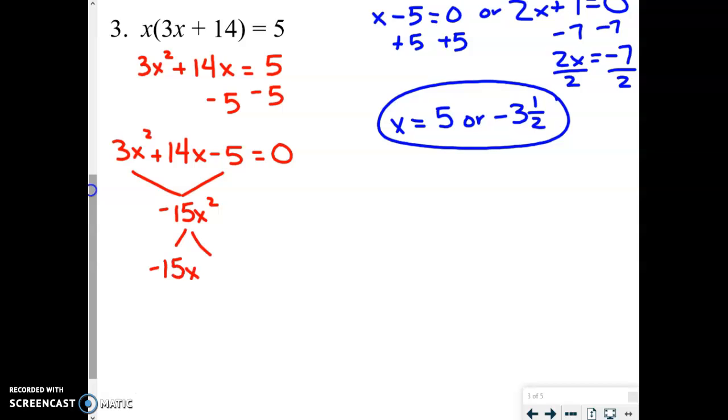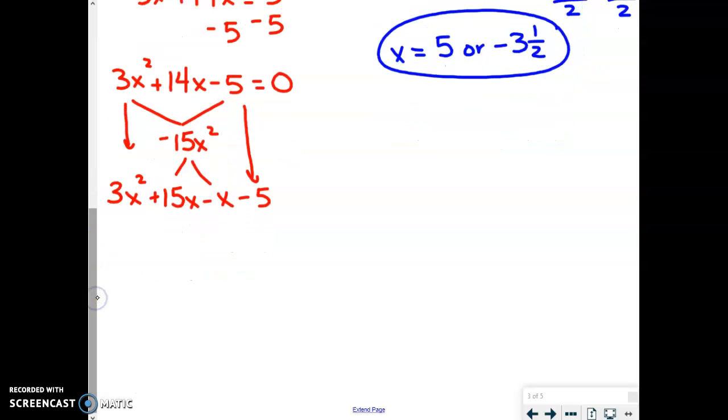positive 15x and negative 1x. We bring down the outside terms, which leaves us with 3x squared plus 15x minus 1x minus 5. If we group those, the first group has the greatest common factor of 3x, which leaves us with x plus 5 in parentheses. And for the second group, remember if the leading term is negative, we factor that out. So in this case, it would actually be negative 1, which would leave us with x plus 5.